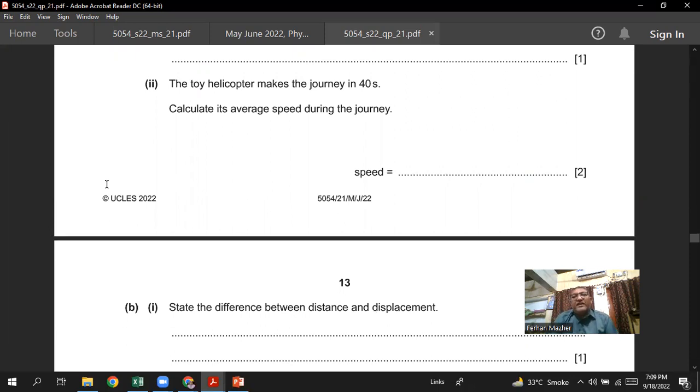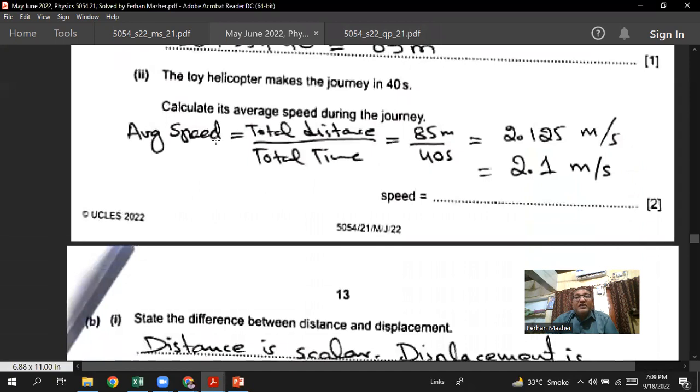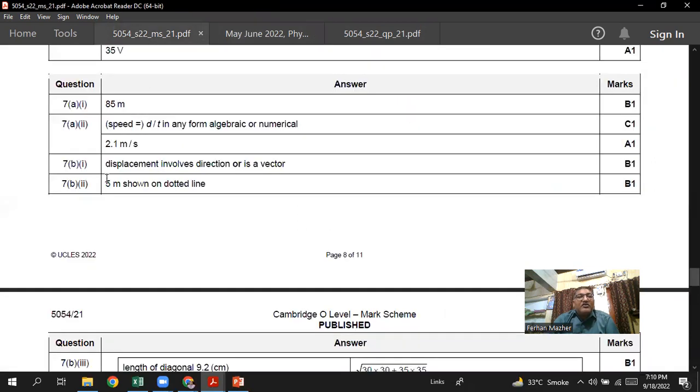You know, the average speed is total distance traveled divided by total time taken to complete that journey. So it will be 85 meter divided by 40 seconds. Here you can see on screen, average speed is total distance by total time. It's 85 meter divided by 40 seconds, and that will be 2.125 meter per second. When you round it off to 2 significant figures, it will be 2.1 meter per second. Both answers of these numericals are right. This is the marking scheme.